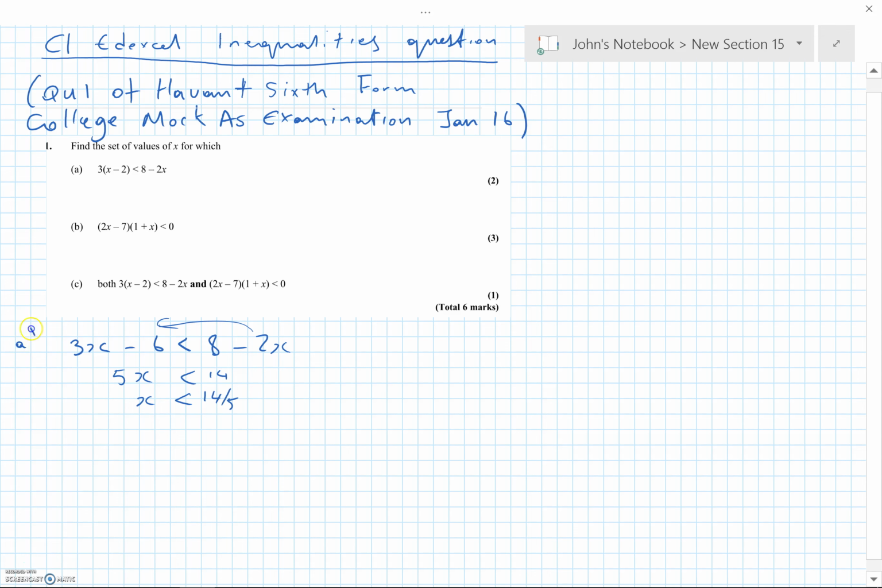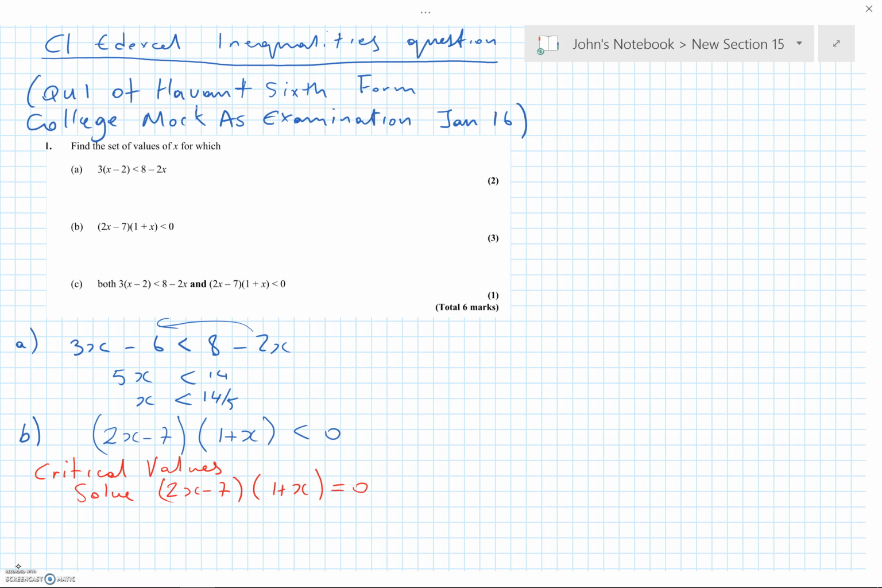Right, b. Now b is an inequalities quadratic type. It's already factorised, so I'm not expecting us to factorise. And it says (2x minus 7)(1 plus x) is less than 0. Well, first of all, we can solve the equation to find the critical values. What that basically means is we're solving the equation and forgetting about the inequality first of all. So we've got x is 7 over 2 and x equals minus 1.